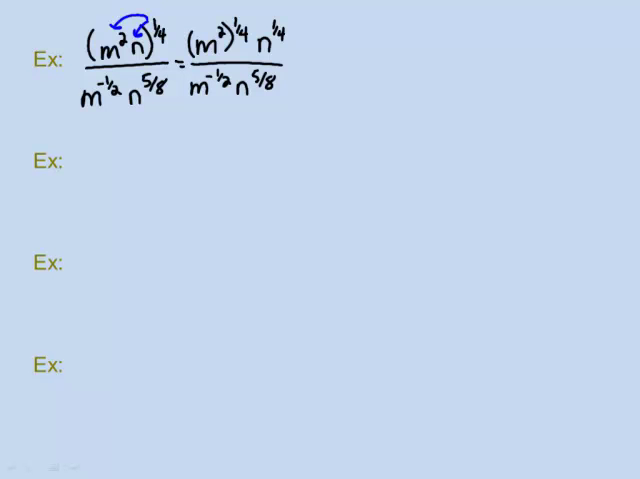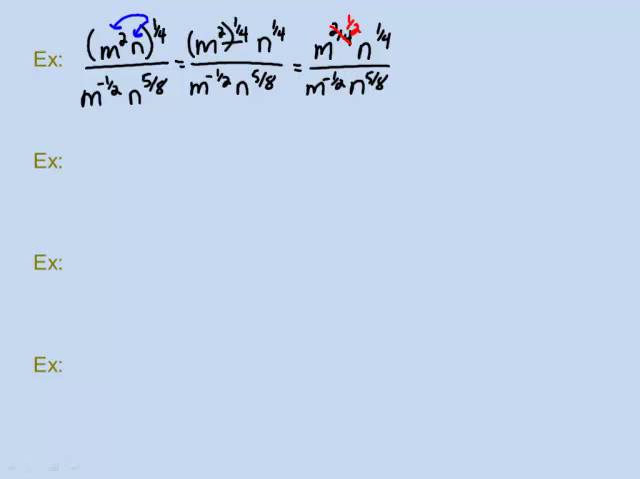Okay, we'll simplify this. Powers to powers multiply. So we've now got m to the 2/4, which of course is 1/2, n to the 1/4, divided by m to the negative 1/2, n to the 5/8. All right, I'm going to simplify that 2/4. Remember, 2/4 is the same as 1/2 if you divide top and bottom by 2.